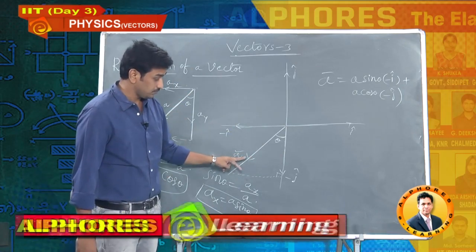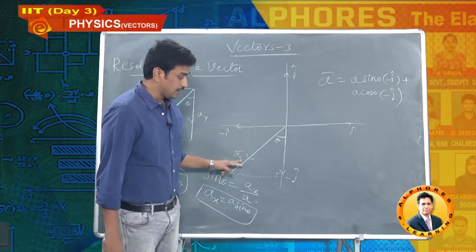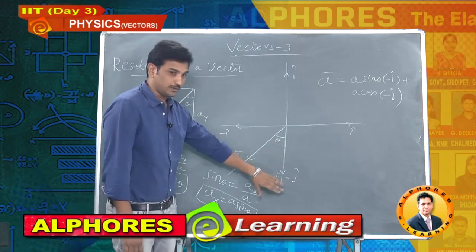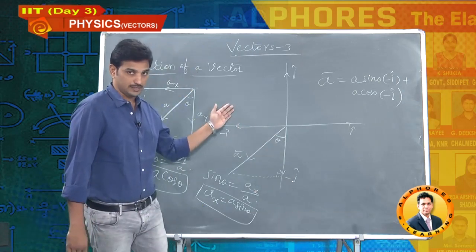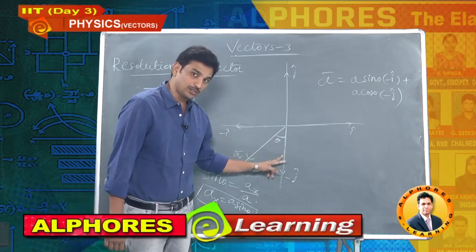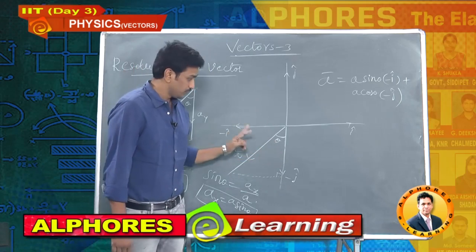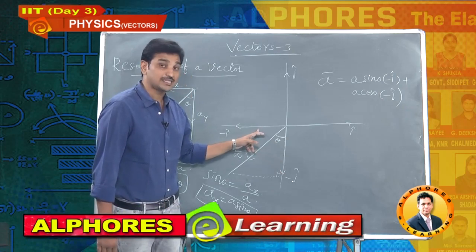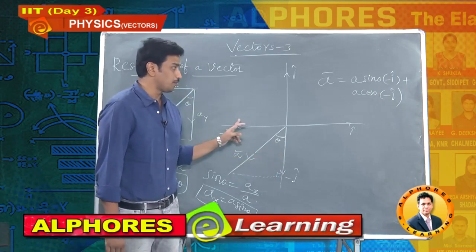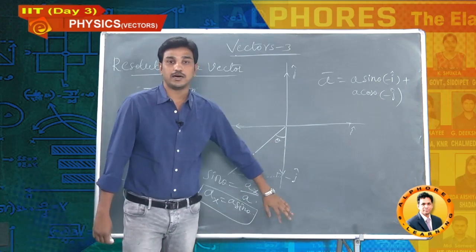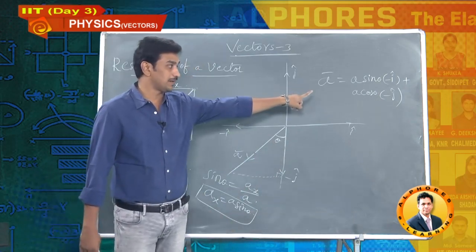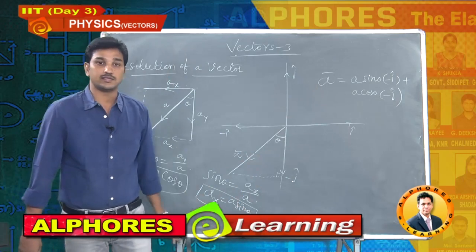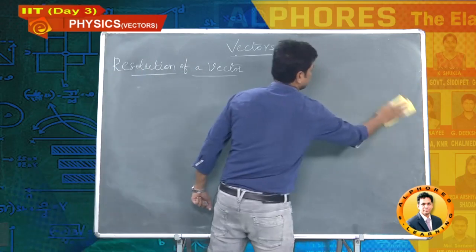See, this is A bar, this is the vector. Vector components are always on two sides of the vector. One component is this side, another component is this side. Theta touching side is cos, other side is sin. Once again, theta touching side is cos. If this is the side, it is not touching theta, this is sin. So this component is cos, this component is sin. That's the final answer. A bar is equal to A sin theta minus I cap plus A cos theta minus J cap. So I will explain one more example regarding this resolution of a vector.